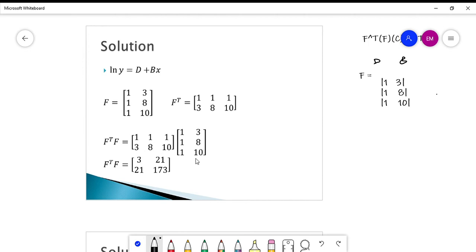For the second, same also. So, 1 times 3 plus 1 times 8 plus 1 times 10. This is the result. For the second row, we have 3 times 1 plus 8 times 1 plus 10 times 1 and result same also for 173. Recall, diba, that linear algebra, how to know the dimension of the product is kinahanglan identify sa nato ang row and column. So for this one, the row is 2, tapos the column is 3.